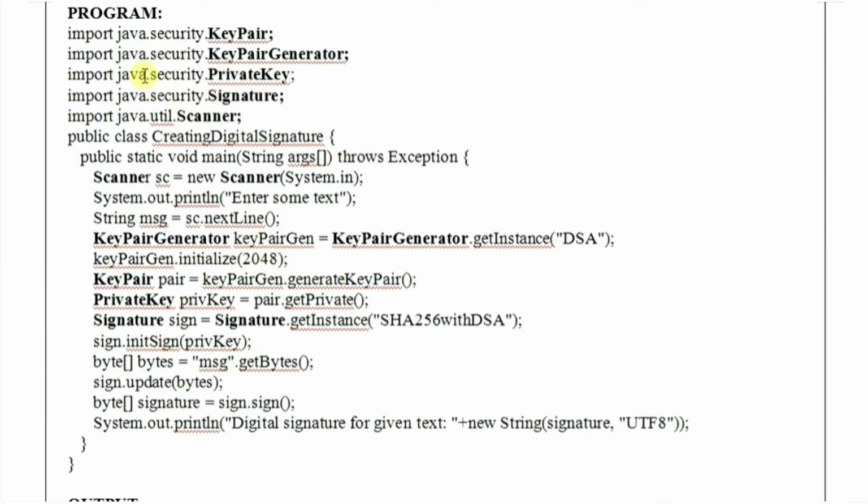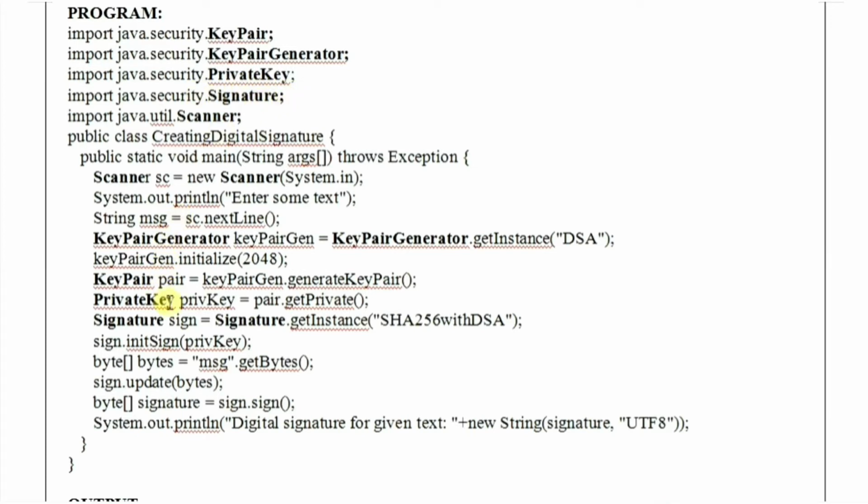PrivateKey is an interface in the java.security package. This interface contains no methods or constants. It merely serves to group and provide type safety for all private key interfaces. The Java Signature class can create a digital signature for binary data. A digital signature is a message digest encrypted with the private key of a private and public key pair. Anyone in possession of the public key can verify the digital signature.